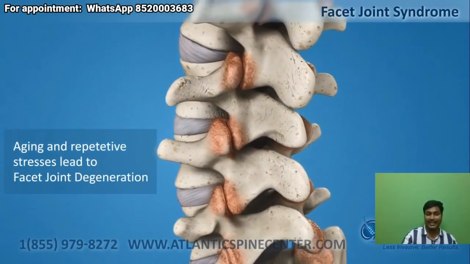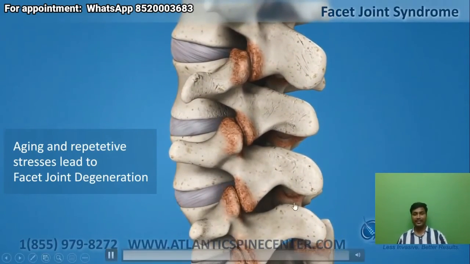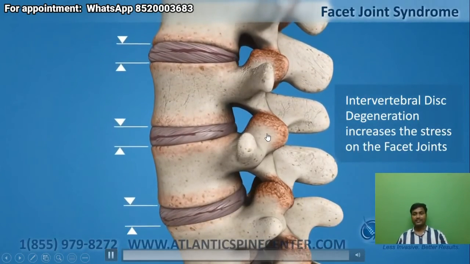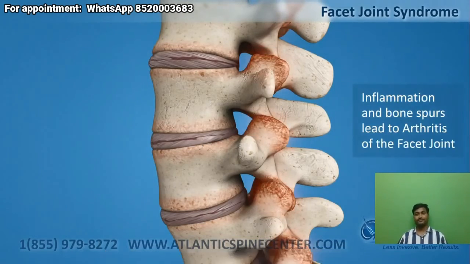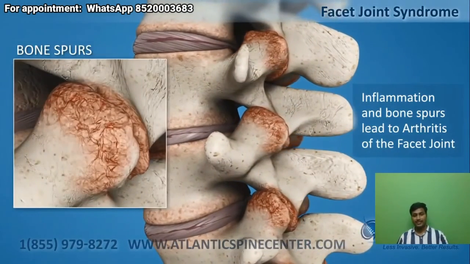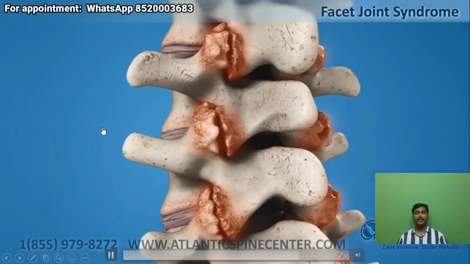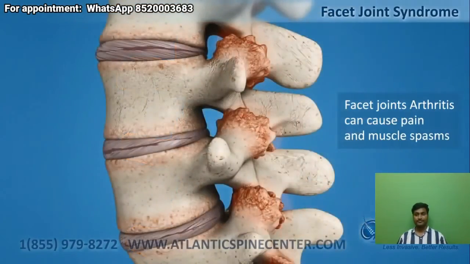If you type Atlantic Spine Center, you will find this on the internet. This is a very good animation, so I wanted to show it. So these are the facet joints. Facet joint and disc degeneration are usually seen together. This results in inflammation and formation of spinal bone spurs. So there's inflammation of the facets and irregularity of the facet. This is similar to osteoarthritis of the knee. Arthritic joints can produce considerable pain and reflective muscle spasms.